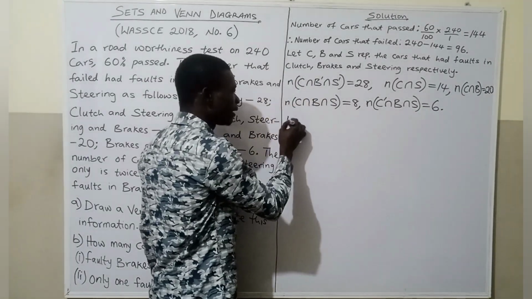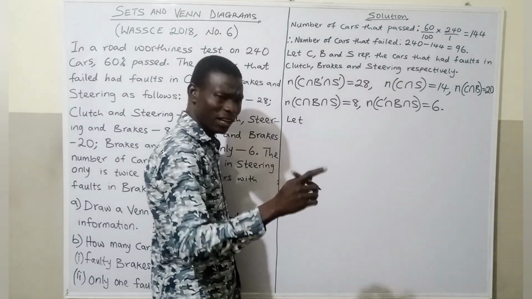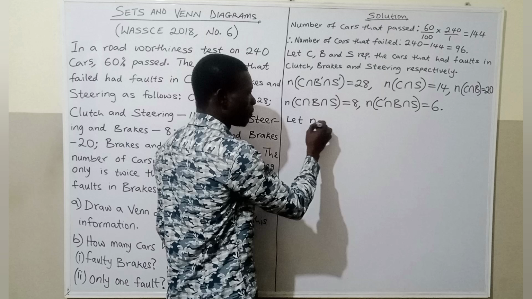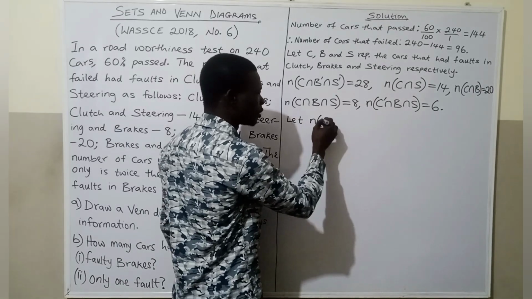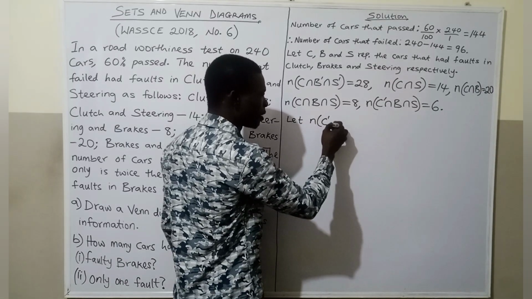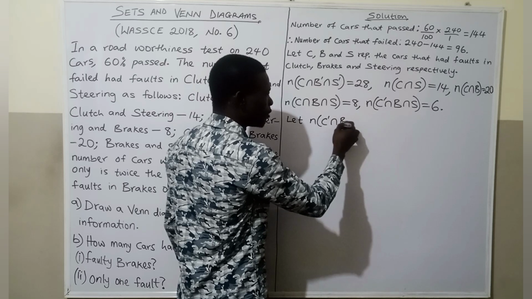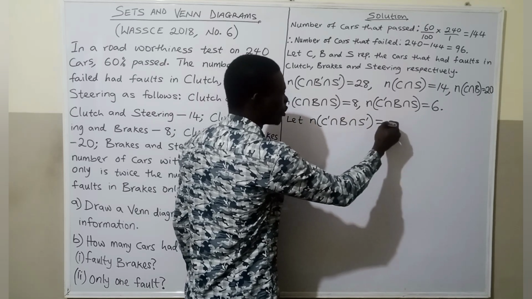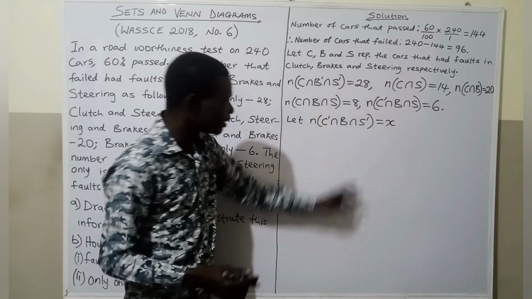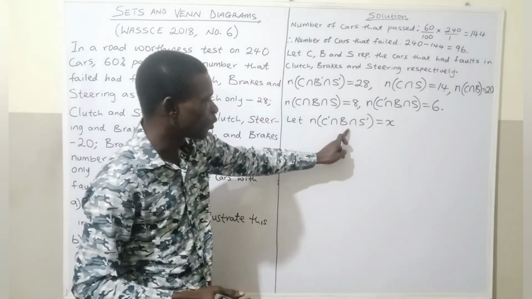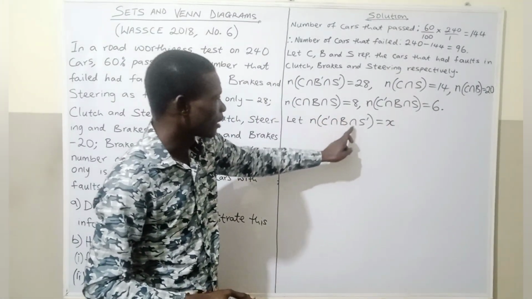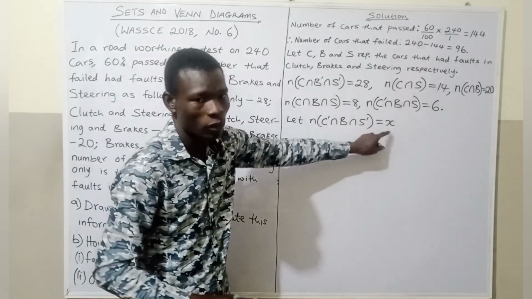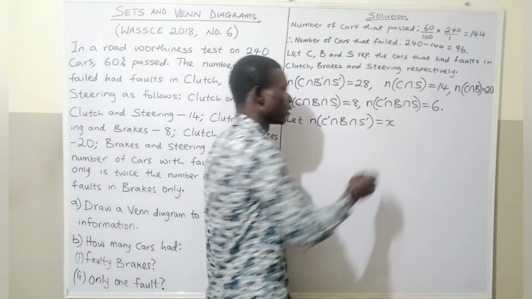Now you say let the number of cars that have fault in brakes only, give a representation for that. Number of cars that have fault in brakes only, so that's going to be clutch prime intersection brake intersection steering prime. You let it be equal to X. This is what we mean by brakes only. We don't know the number, so we let it be equal to X.